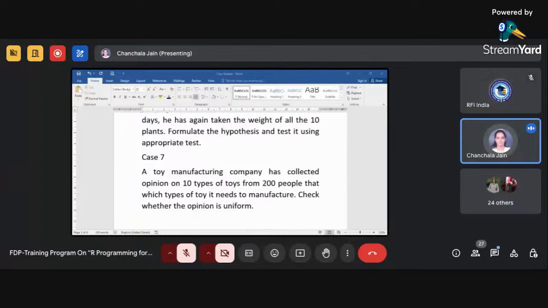It's a goodness of fit test, because we have only one kind of variable, which is the type of toy. The type of toy is a categorical variable, and in that there can be certain categories of which type of toy I need to make. Is it clear? Yes, ma'am. I hope I'm clear. Ma'am, it would be the first case, no? Goodness of fit. Yeah, it's a goodness of fit case, ma'am.